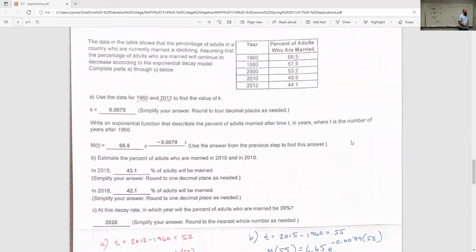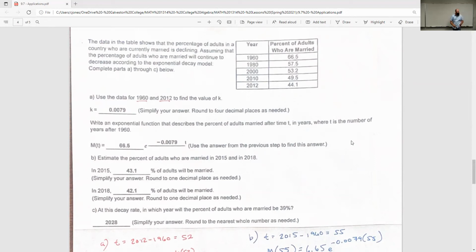Right, so here it's looking at this table of values, and it's wanting to know some information from that table of values. Okay, while you're looking that over, I'm going to be erasing the board. We've got quite a few things to answer here, so I'm going to need the whole board. All right, so it says use the data for 1960 and 2012.